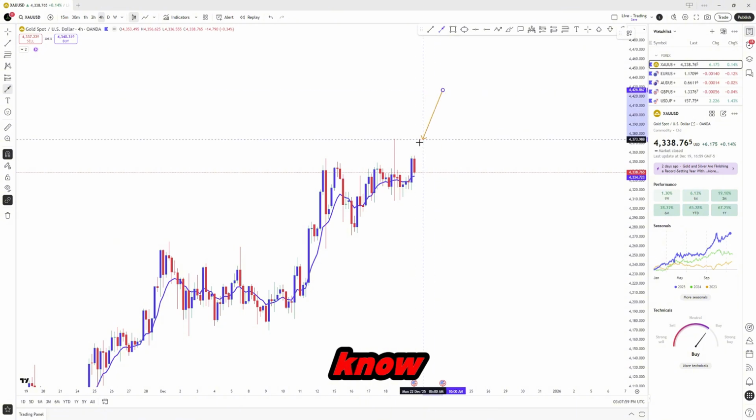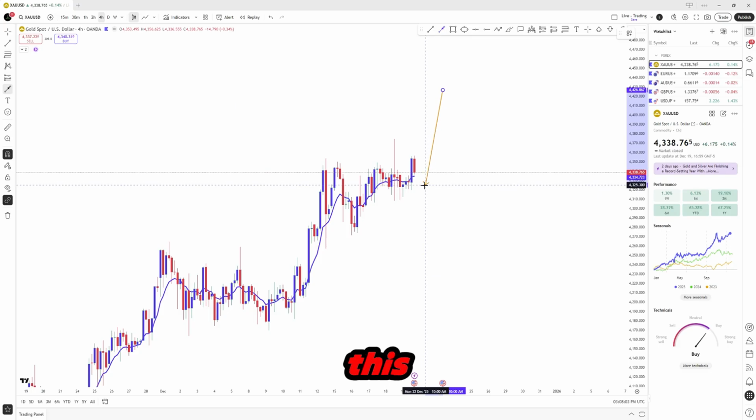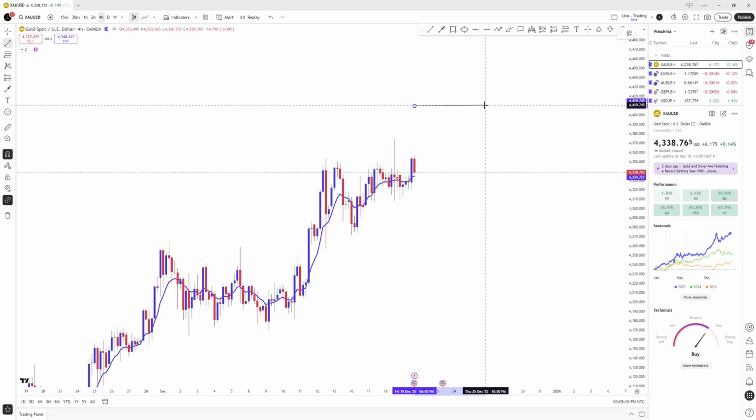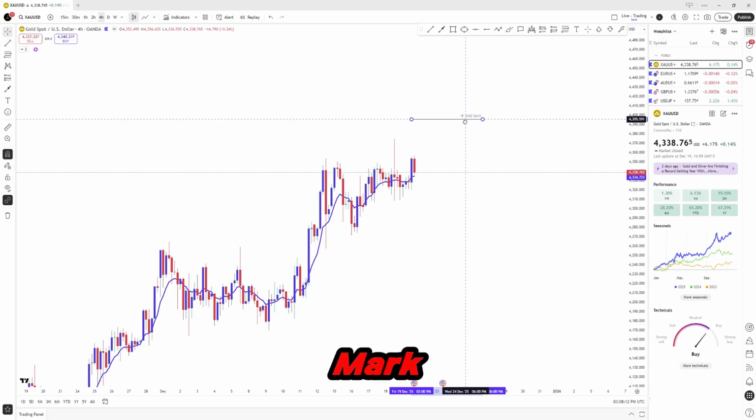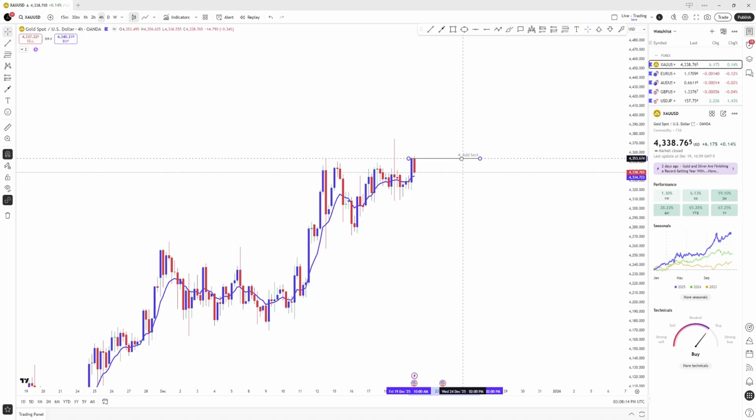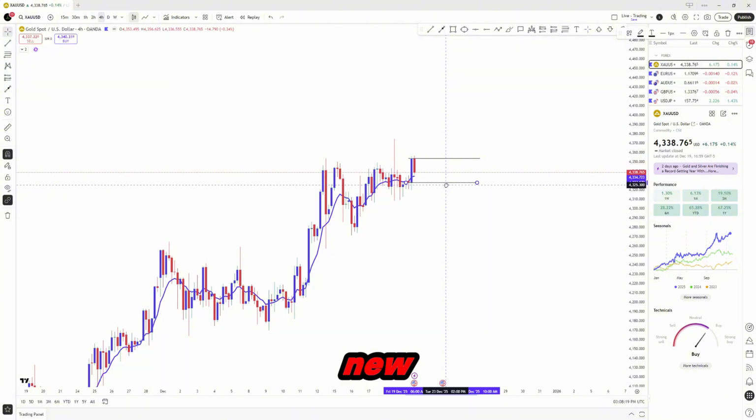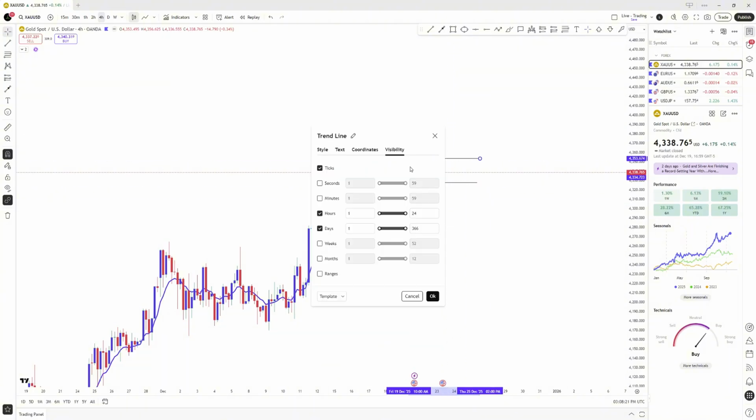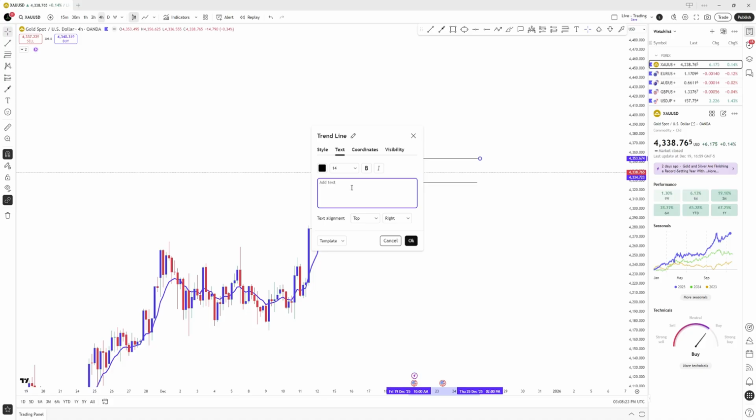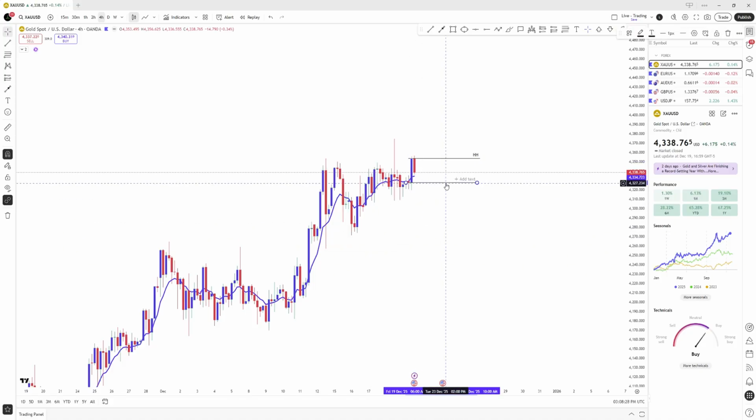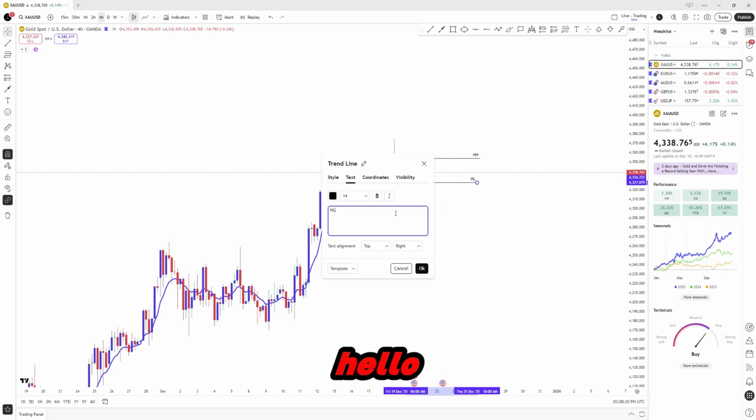How do we know? This is our new higher high, and this is our new higher low. So we come here and we mark them down. We mark our new higher high and our new higher low. Okay, higher high, higher low.